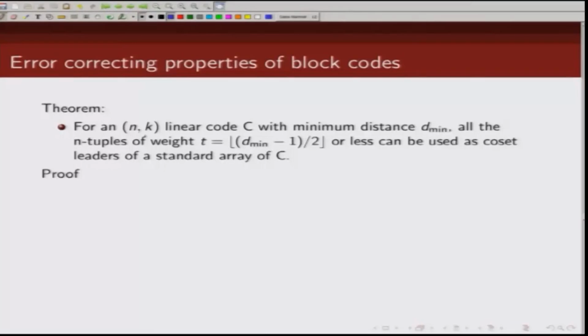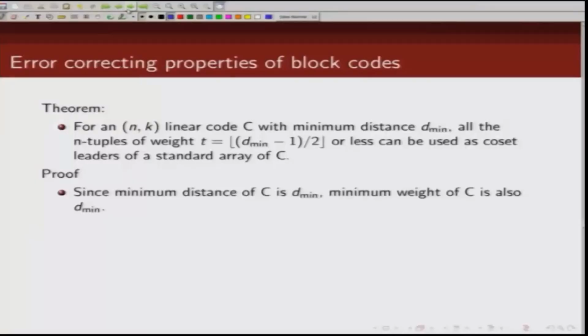Next, we are going to prove a result which is as follows. If we have an (n, k) linear block code whose minimum distance is d min, where d min lies between 2t plus 1 and 2t plus 2, then we can show that all n-tuples of weight t or less can be used as coset leader in our standard array. So, we are going to prove this result using method of contradiction.